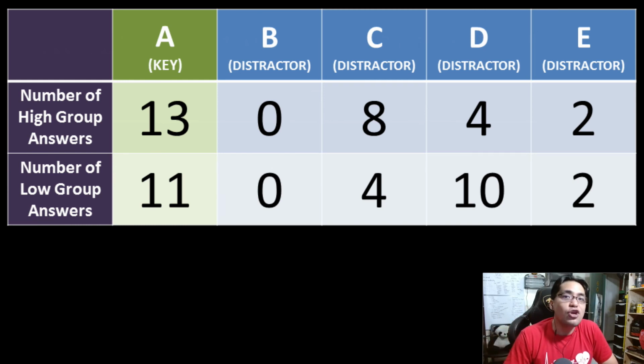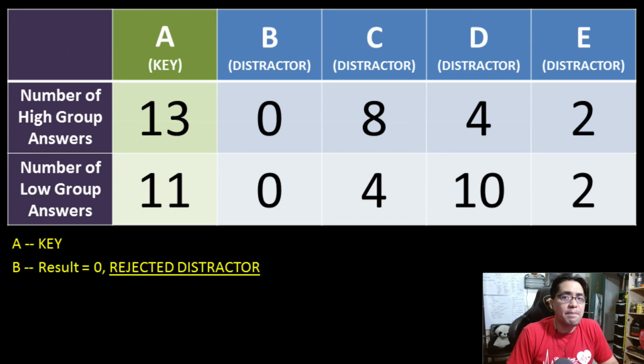At this point, you may pause the video if you wish to do the calculation yourself. So, once again, because A is the answer, A is the key, we won't perform any multiple choice distractor analysis calculation on it. But just by looking at it, because more students in the high group than students in the low group answered the key, then we already know that this multiple choice question is discriminating. For distractor B, after applying the formula, the result is 0. Because nobody picked this distractor, it is a rejected distractor.